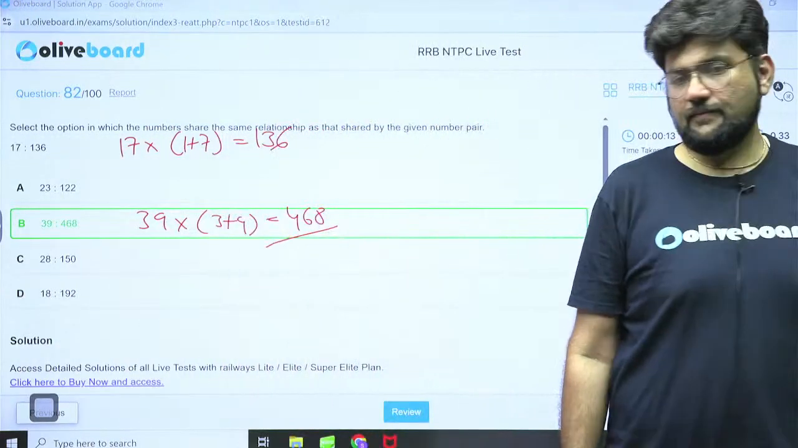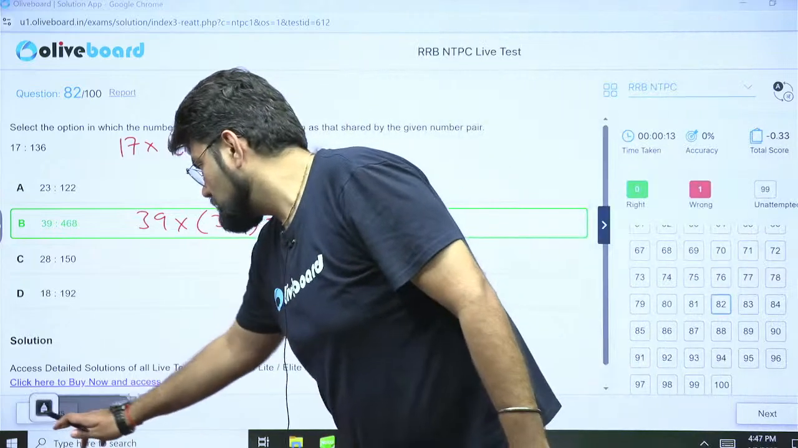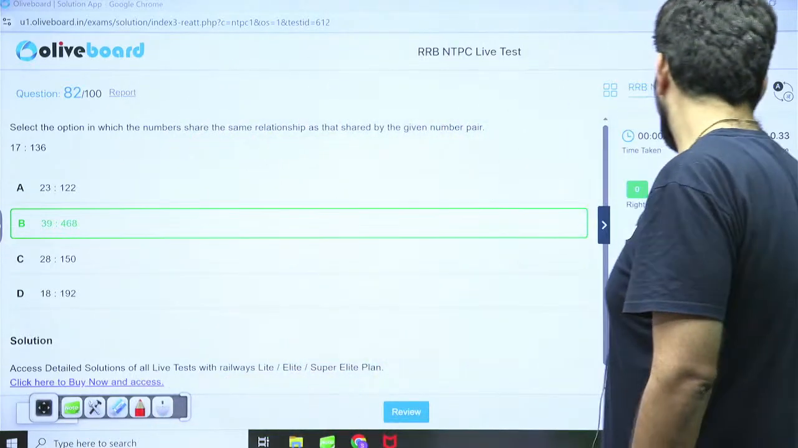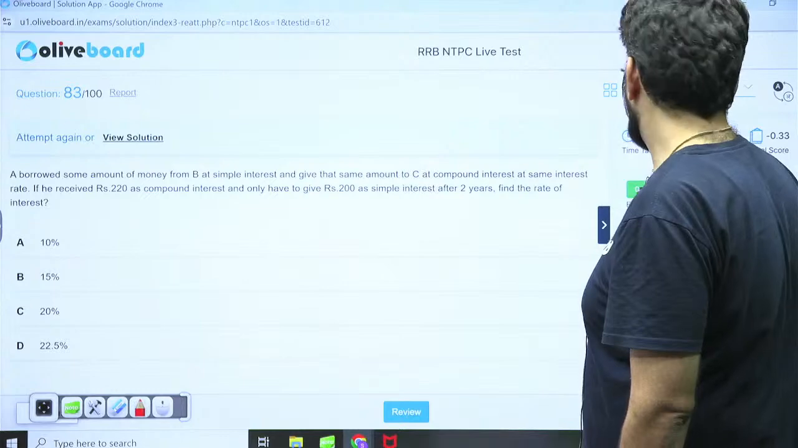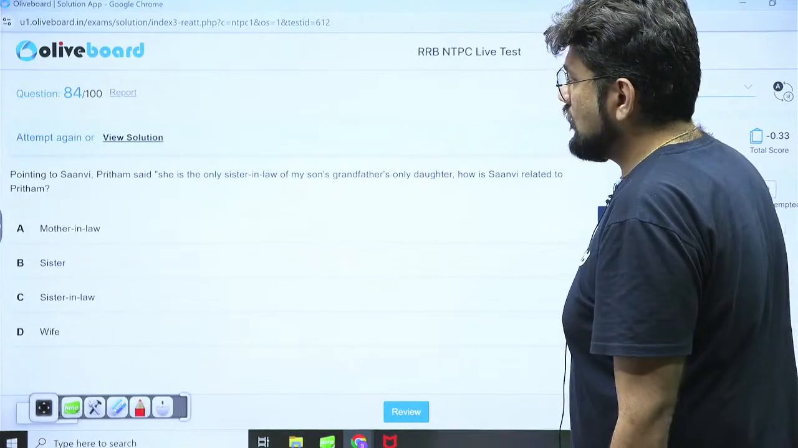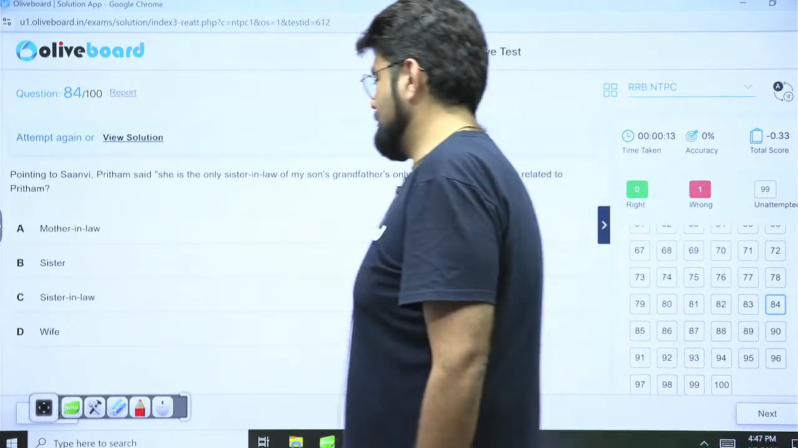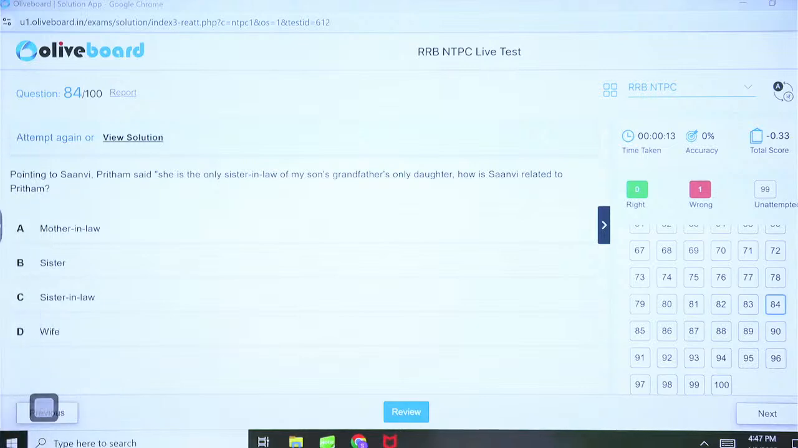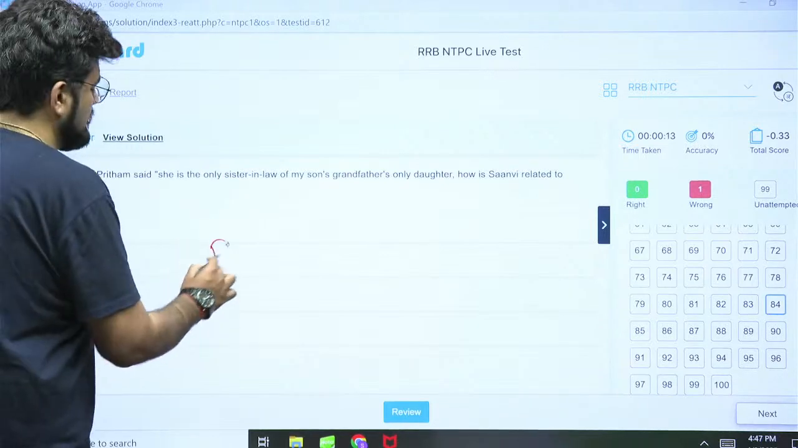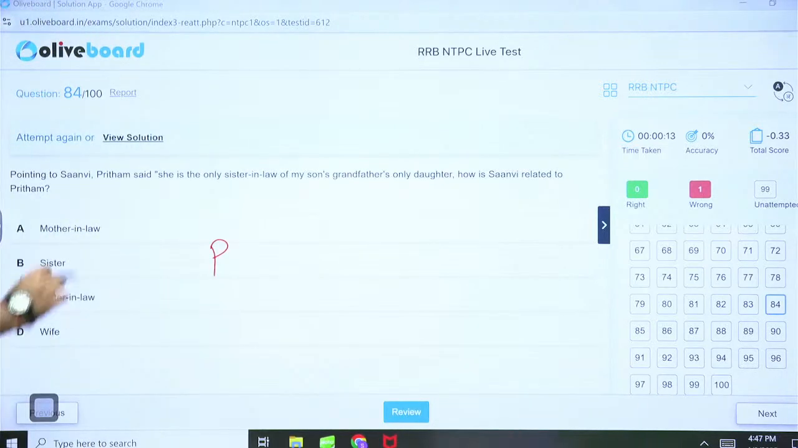83. 84. Pointing to Sanvi, Preetham said. So Preetham started the statement. We'll start the tree from Preetham. She, that means Sanvi is a woman.